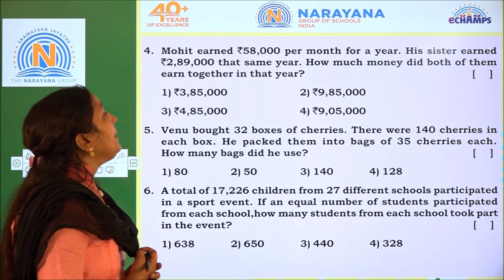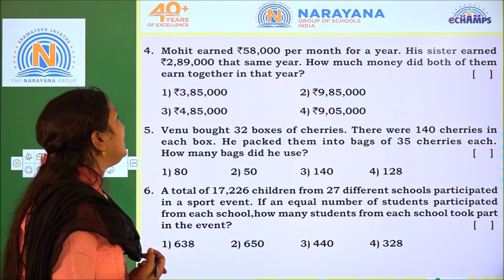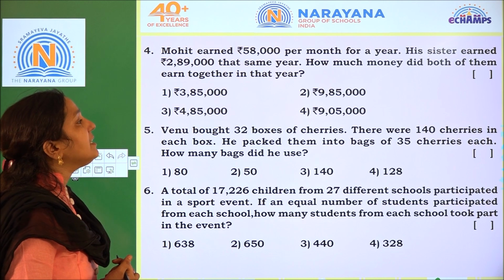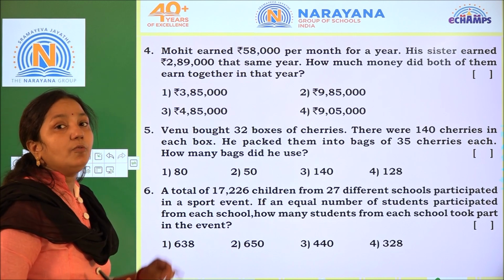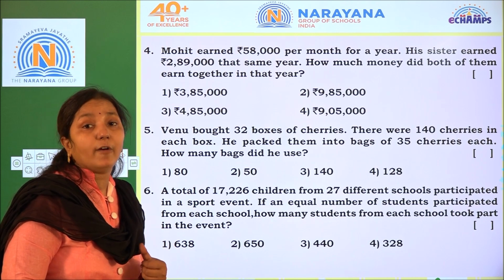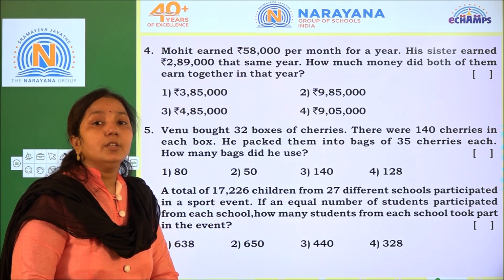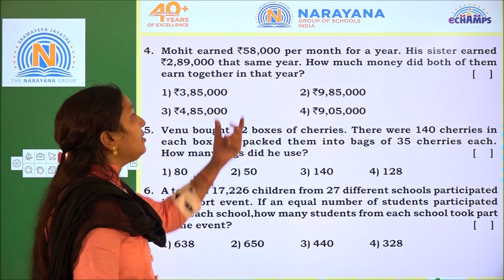Next one. Mohit earned rupees 58,000 per month for a year. His sister earned 2,89,000 that same year. How much money did both of them earn together in that year? We know only Mohit's earning for 1 month. We have to calculate for the whole year. So 1 year equals how many months, children? 12 months.